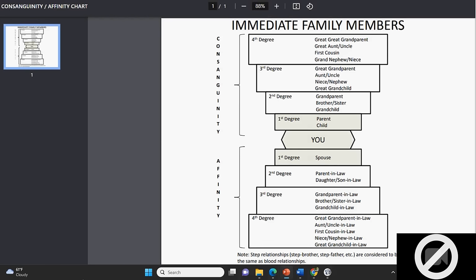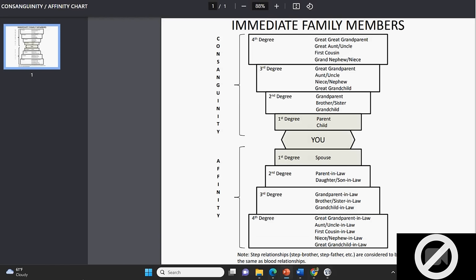This is what is called immediate family members. The consanguinity and the affinity. You are here in the middle. You have the first degree, second, third, or fourth degree. You have your spouse, first degree, second degree, third degree, fourth degree. So these step relations, step brothers, step fathers, etc., are considered to be the same as blood relations. Okay? Keep these positions in mind.